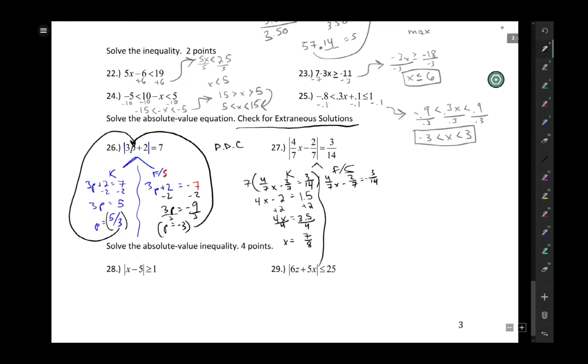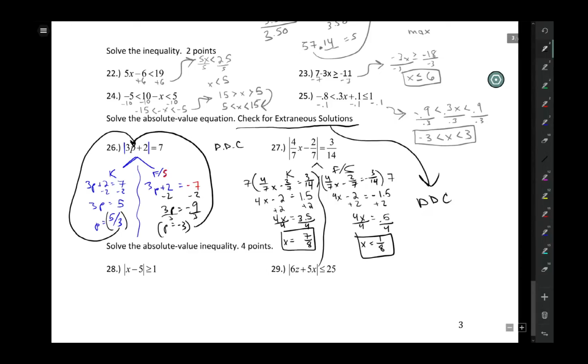Same idea over here, so this will be positive 4x if I multiply everything by 7, minus 2 equals negative 1.5, and to add my 2, leaving me with 0.5. And x equals 0.5 over 4, which is 1/8. So, 7/8, 1/8, double check for extraneous solutions, okay?